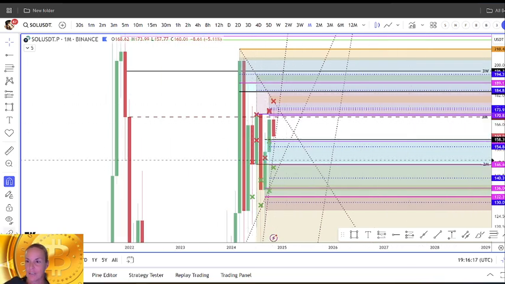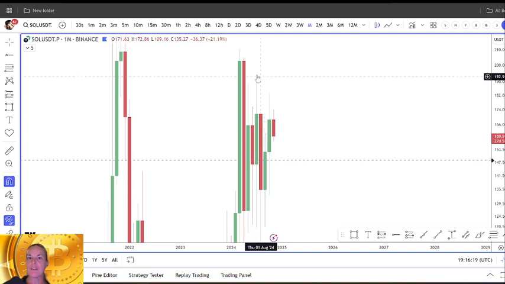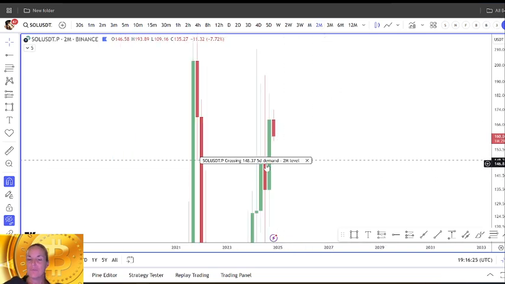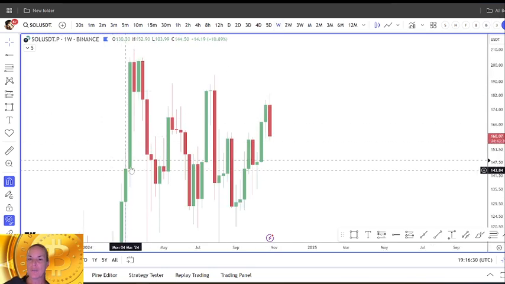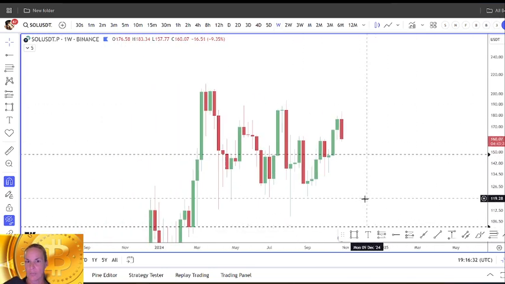So you can see that this is a monthly supply candle. So we're still in that monthly supply, but the close above the 2 month level has flipped to 2 month demand. But essentially the whole thing's in a range. So none of these demands and supplies are particularly strong.